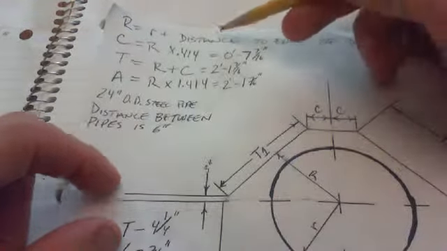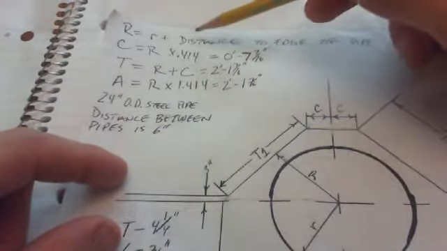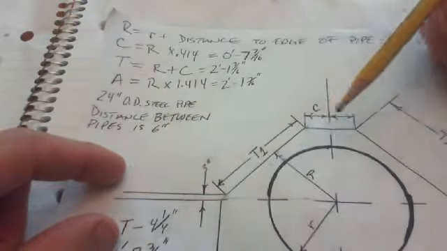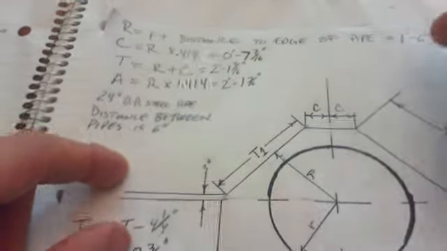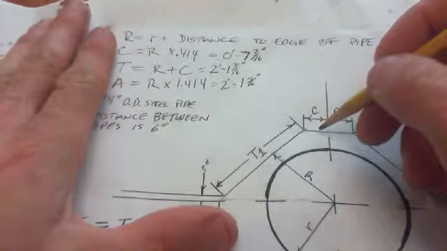And going on here with R, we got R equals little r plus distance to edge of pipe, right? So there we go. And we could solve it with these equations.